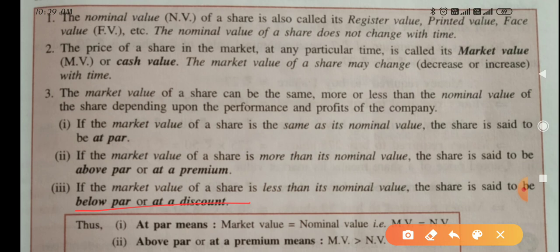So that's why I'm saying again and again these things: market value, MV, nominal value, NV. It may be less than, it may be greater than. If market value is less than, then it will be below par. If it is greater than, it will be above par. Below par is also called at a discount. Above par is also called at a premium. So you have to keep such things in mind.